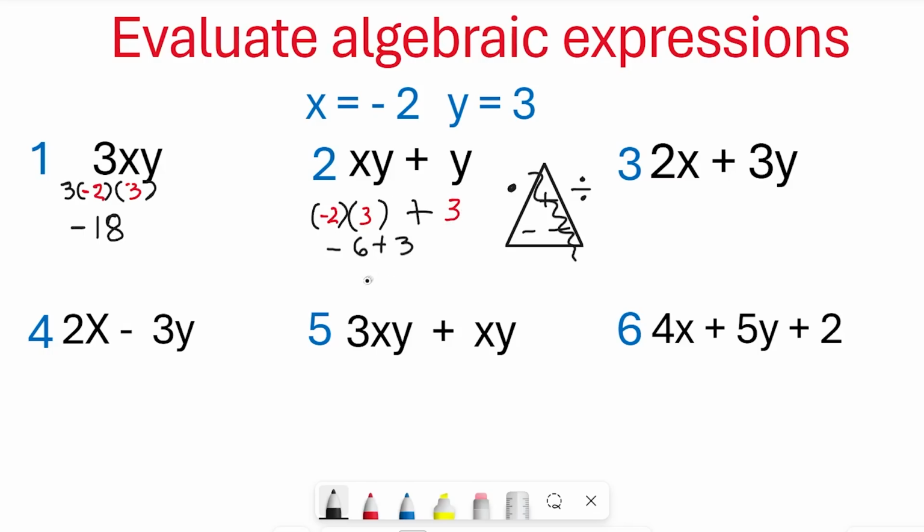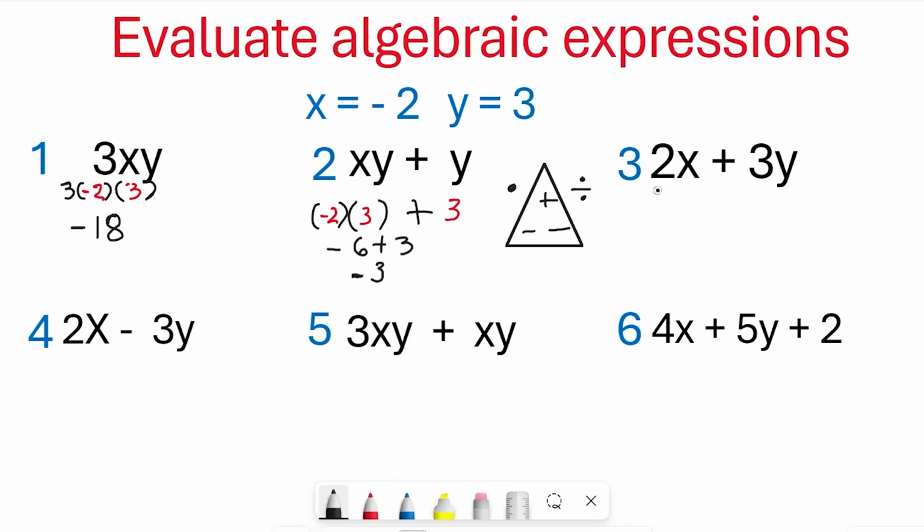Okay. To get the answer, all you have to do is look at the signs. Can you see that they have different signs? So whenever you have different signs, you subtract and you want to keep the sign of the biggest number, right? So that's how you get -3. The biggest number is negative, so that means that the answer should be negative. All right. So that's how we get the answer for number two. Number three.